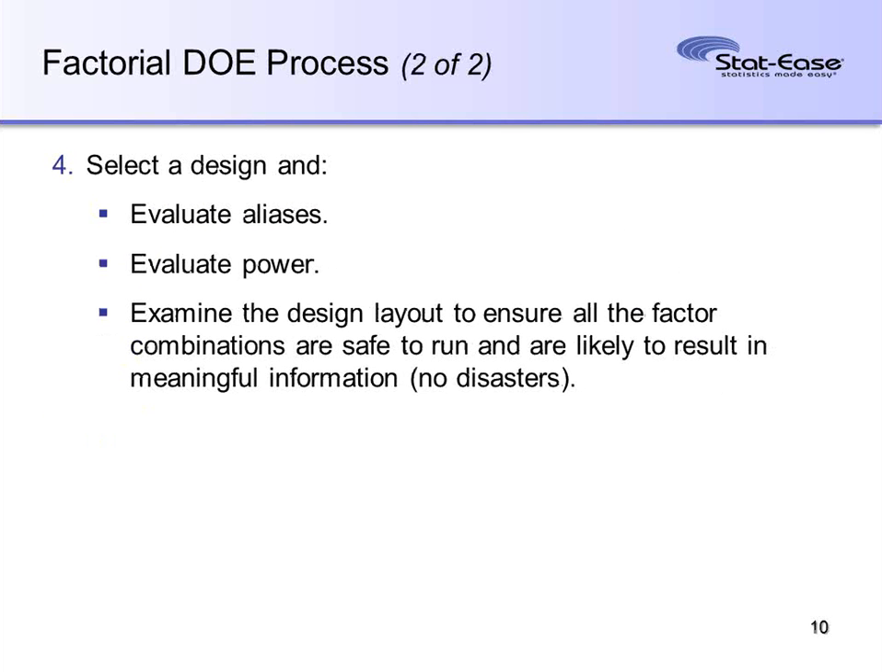So given all this information, we then choose a design and do some things that we don't have time to go through much here. We look at something called aliasing. We would check out our power information, make sure that there's enough runs. And then we also always want to make sure that everything is safe, that all these factor settings are going to be able to produce meaningful data. This doesn't mean that it has to be saleable product, just means it has to be measurable product.